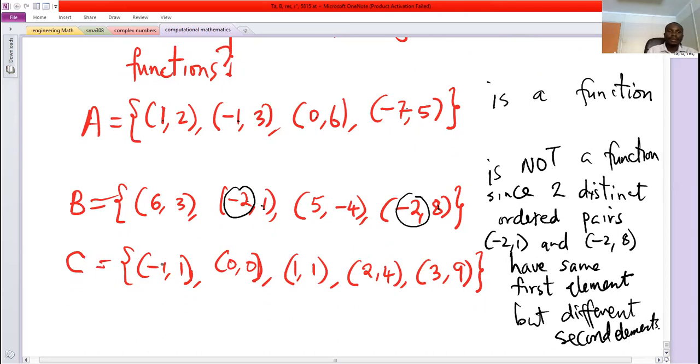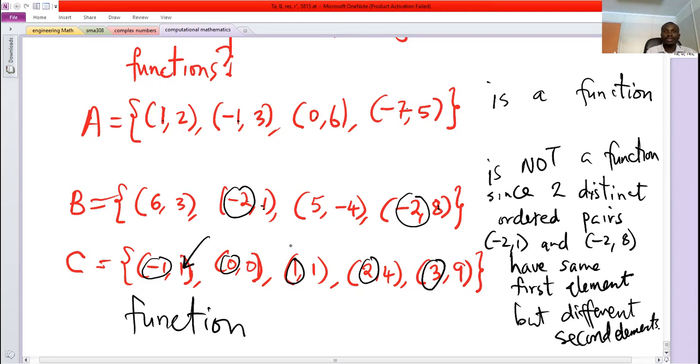Now in C, the first elements we have are -1, 0, 1, 2, 3. All the first elements are distinct. So therefore that becomes a function by default. Don't get confused by seeing that here the second element is 1 and here is 1. The second element being the same does not disqualify the relation from being a function. What could disqualify a relation from being a function is to have two distinct pairs with the same first element but different second elements. So this is a function.